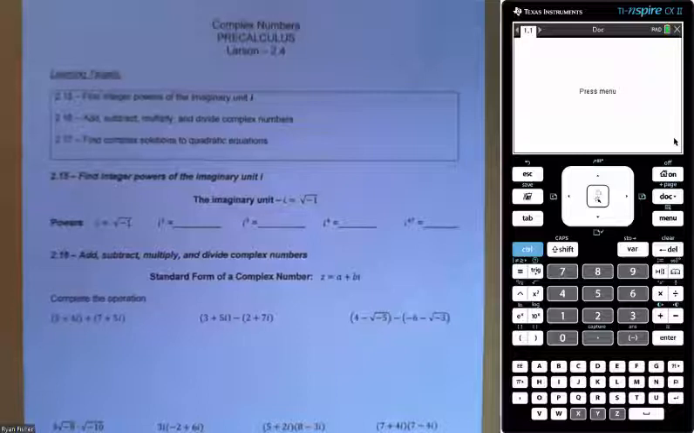In this lesson, we're going to review what complex numbers are, how to find powers of the unit of complex numbers, how to add, subtract, multiply, and divide them, and also how to solve equations, what those equations look like in the world of complex numbers.